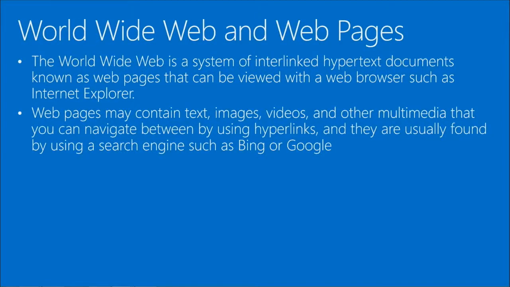The World Wide Web and web pages. The World Wide Web, most commonly referred to as www, is a system of interlinked hypertext documents known as web pages that we browse with some form of web browser, such as Internet Explorer. Web pages can contain text, images, videos, pictures of cats, pictures of dogs, blogs, Facebook. These are all examples of web pages. Bing, Google, tons of things use the web.